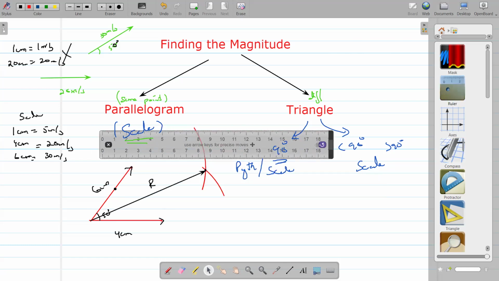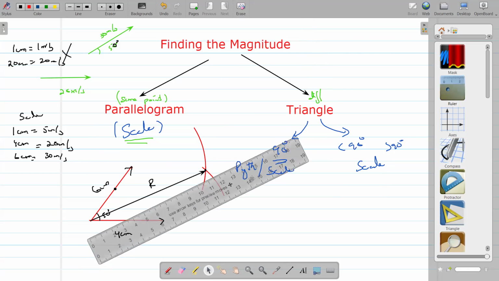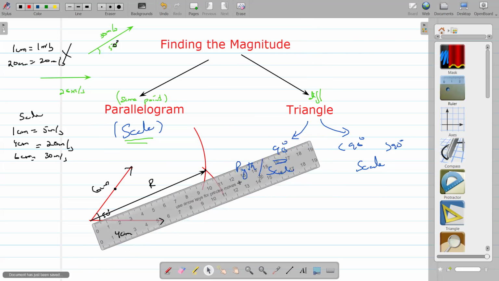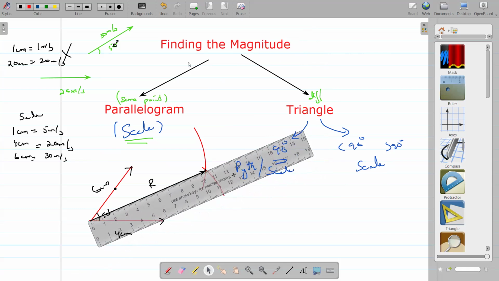So using a ruler scale, we'll measure the length, placing it from the beginning. Say we got 10.5. It won't be accurate because I did not scale exactly 4 and 6. But what if it was 10.5? So this is 10.5 centimeter. So 10.5 centimeter is equivalent to what? We know 1 centimeter was equal to, the scale was 5 meter per second. So 10.5 centimeter will be equal to x.